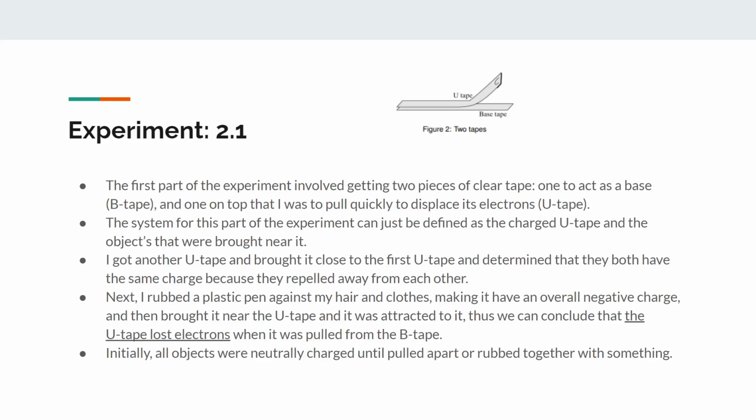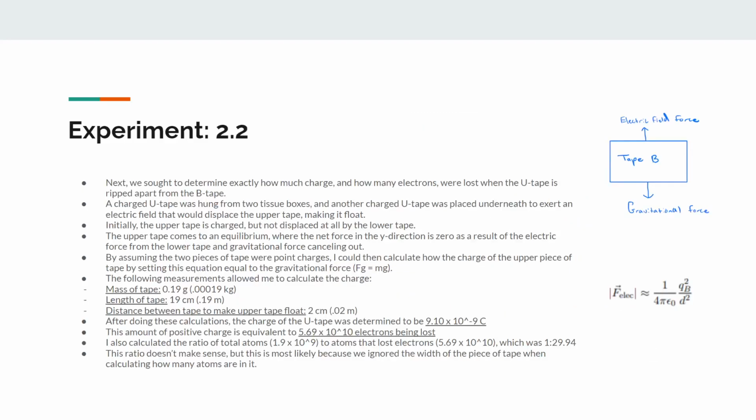I got another U-tape and brought it close to the first U-tape and determined that they both had the same charge because they repelled away from each other. Next, I rubbed a plastic pen against my hair and clothes, making it have an overall negative charge, and then brought it near the U-tape, and it was attracted to it. Thus, we can conclude that the U-tape lost electrons and is positively charged when it was pulled away from the B-tape. Initially, all objects were neutrally charged until pulled apart or rubbed together with something.